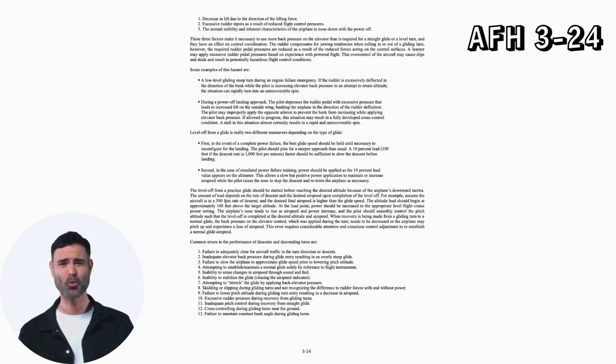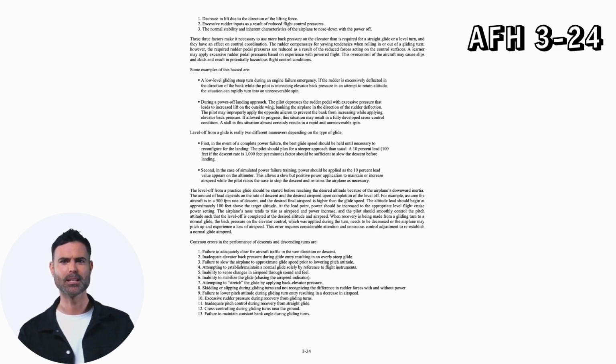However, the required rudder pedal pressures are reduced as a result of the reduced forces acting on the control surfaces. A learner may apply excessive rudder pedal pressures based on experience with powered flight. This over-control of the aircraft may cause slips and skids and result in potentially hazardous flight control conditions. Some examples of this hazard are a low-level gliding steep turn during an engine failure emergency.